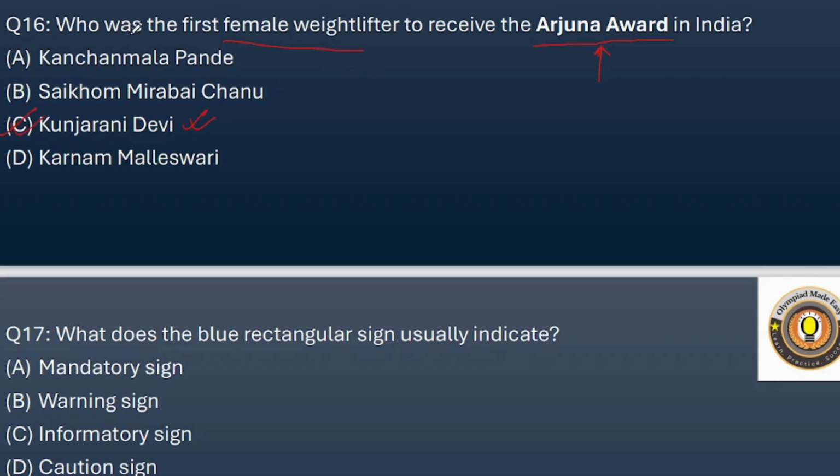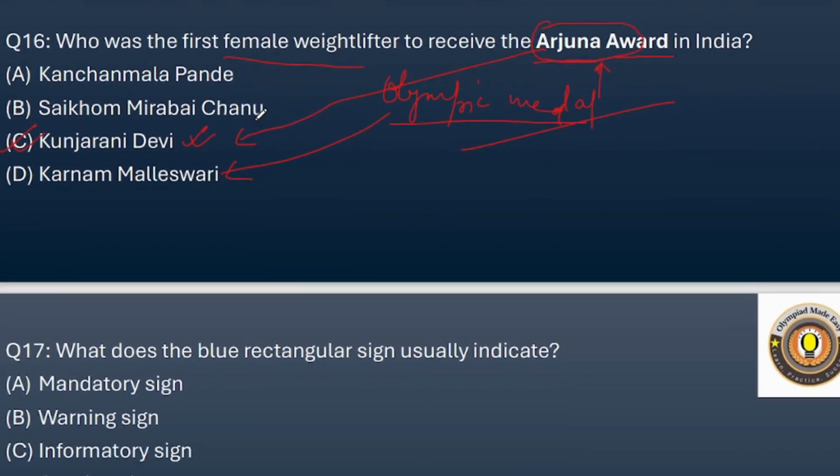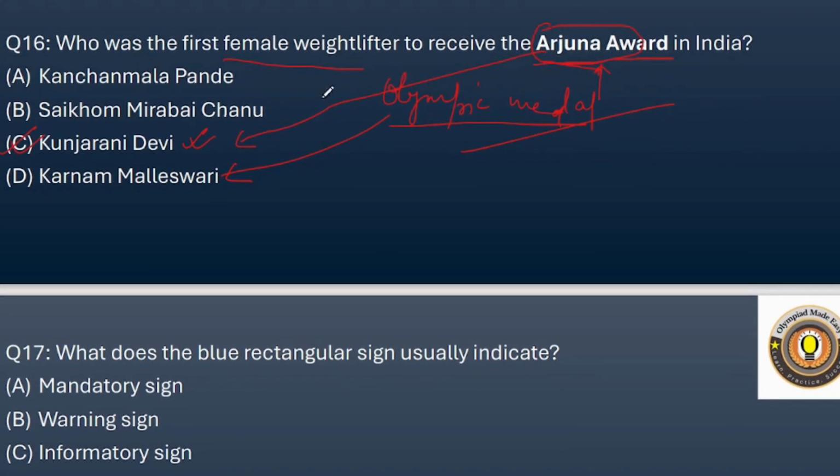In the same question, if it asks who was the first female weightlifter to win an Olympic medal, then it would be Karnam Malleswari. So the first female weightlifter to win an Olympic medal is Karnam Malleswari, and the first female weightlifter to receive the Arjuna Award is Kunjarani Devi. Arjuna, Kunjarani. So just relate the names.